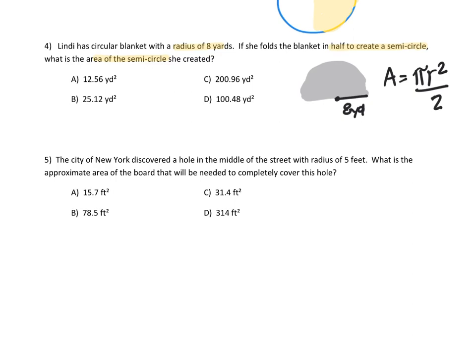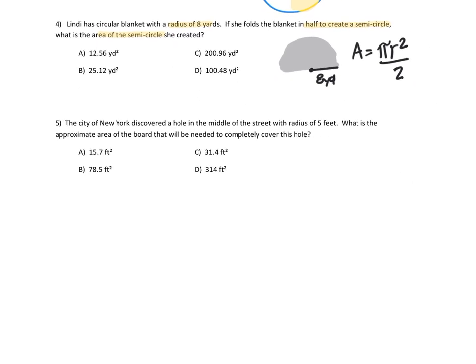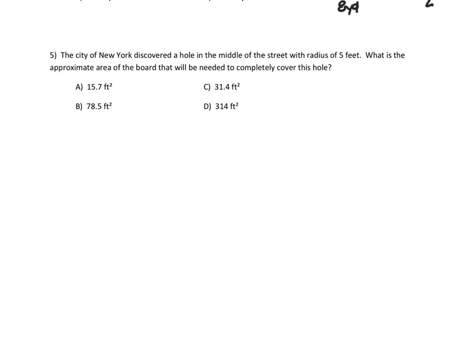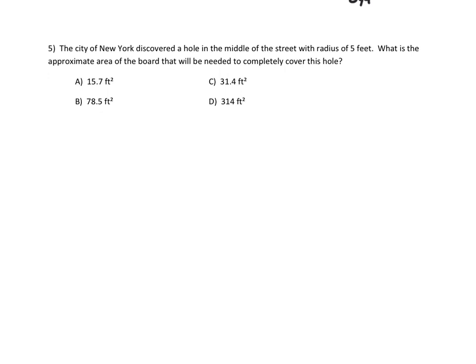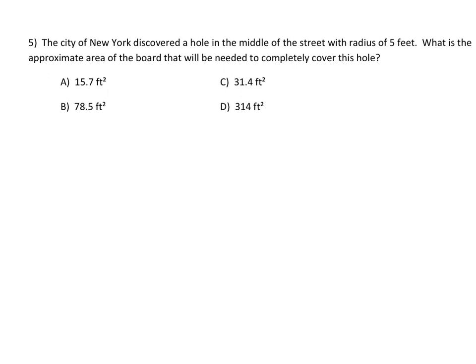Okay, number 5. The city of New York discovered a hole in the middle of the street with a radius of 5 feet. What is the approximate area of the board that will be needed to completely cover this hole? Sorry, I can't read today, guys. Okay, so a hole in the middle of the street with a radius of 5 feet. What is the approximate area of the board that will be needed to completely cover?